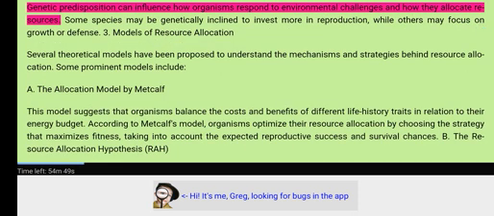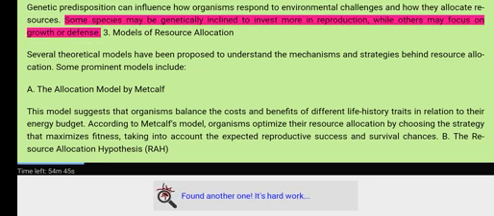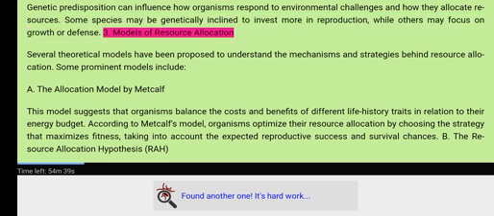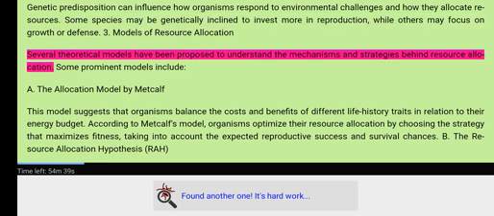C. Genetic factors. Genetic predisposition can influence how organisms respond to environmental challenges and how they allocate resources. Some species may be genetically inclined to invest more in reproduction, while others may focus on growth or defense. 3. Models of resource allocation. Several theoretical models have been proposed to understand the mechanisms and strategies behind resource allocation.